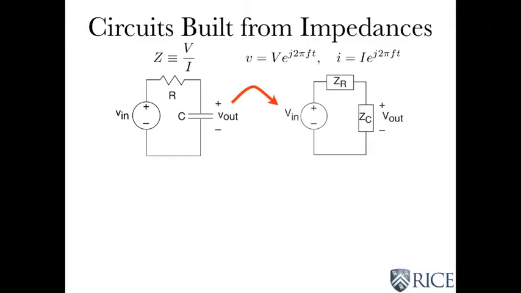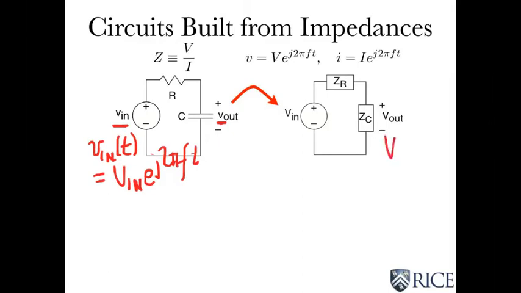So I want to be sure you notice something in the notation. Over here, this is a lowercase v_in of t. We're assuming that's V_in e to the j 2 pi ft. This is a lowercase v, which is going to be something which we know is going to be an uppercase V_out e to the j 2 pi ft. So these are uppercase and these are lowercase. So what you do is you think about everything as being an impedance.